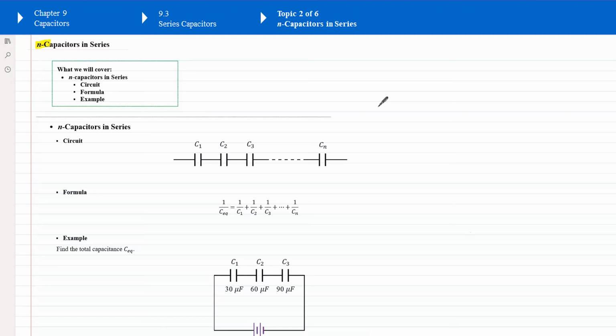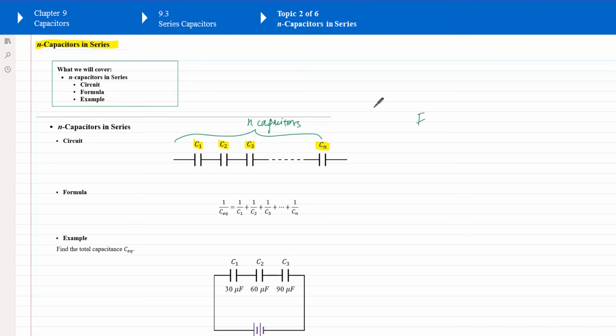This lesson, we learn how to get a general formula for total capacitance of n capacitors connecting in series. This circuit shows there are n capacitors connecting in series. It begins with capacitor C1, and then C2, C3. The last capacitor is called Cn.